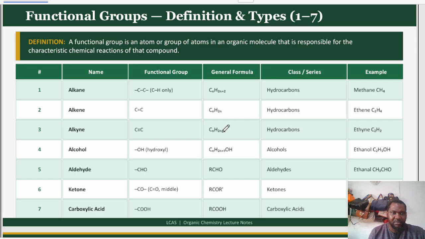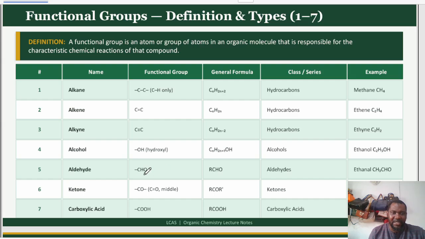Then we have alkyne, with a triple bond. So once you see a triple bond, it is an alkyne, and this is the formula for alkyne, and an example is ethyne. Then you have alcohols. The functional group of an alcohol is OH. There's an OH group, so you can see the formula CnH2n+1OH. You see that?